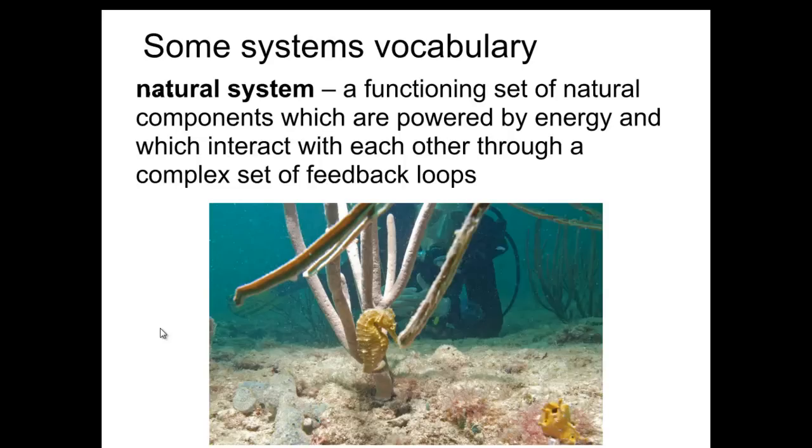So here are some of the words I think you might have underlined. I think you might have underlined set and natural and energy and interact and probably feedback loops. Those are some of the things that we need to consider when we try to determine if something is a natural system or not. Well, let's take a look at the picture that's shown here.